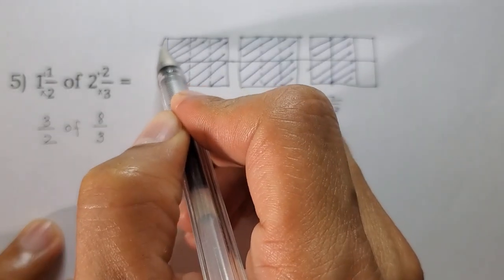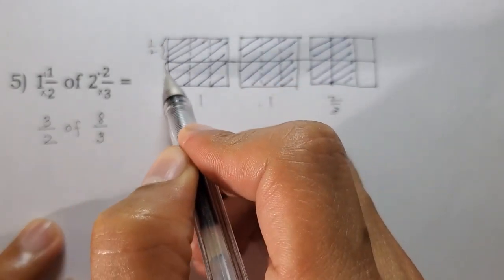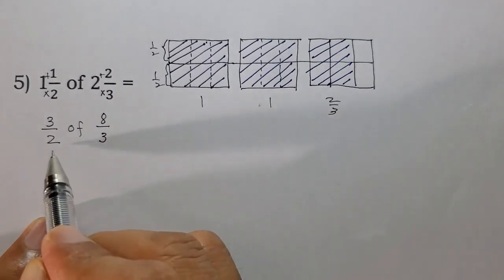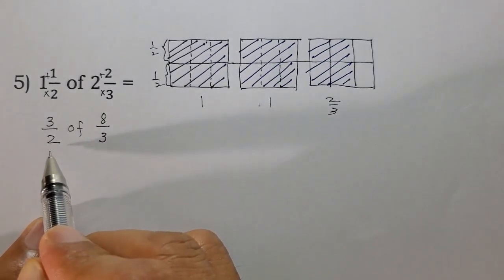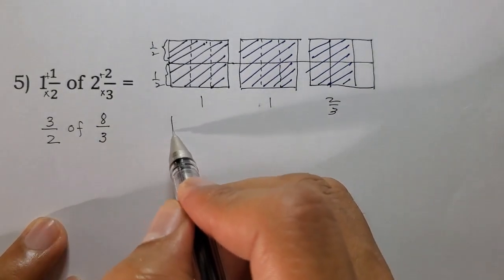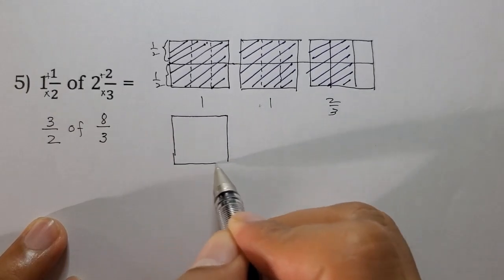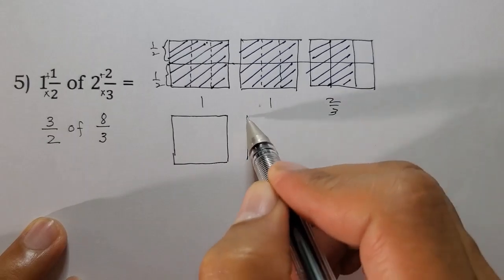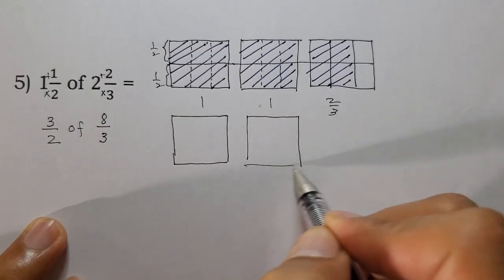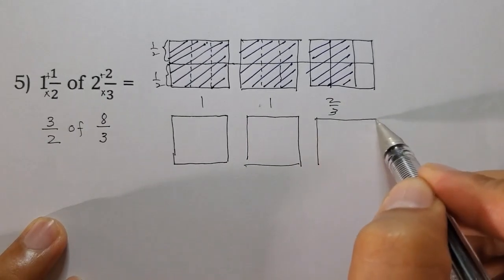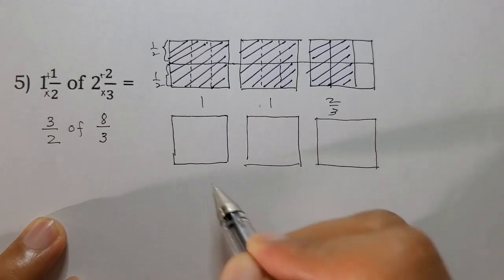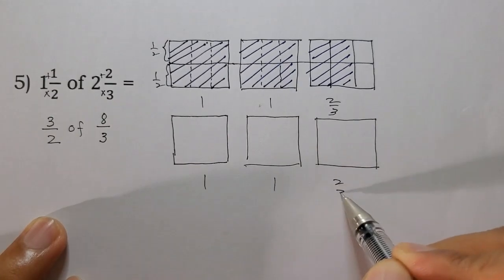This is one part, or this is 1 half. This is also another part which is equal to 1 half, but that's 3 halves. So when we say 3 halves, we will make again another 1 half of that 2 and 2 thirds. Another 1 half of that 2 and 2 thirds. So I will show again 2 and 2 thirds.